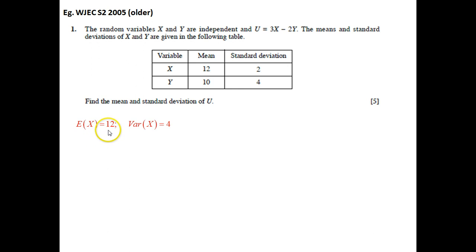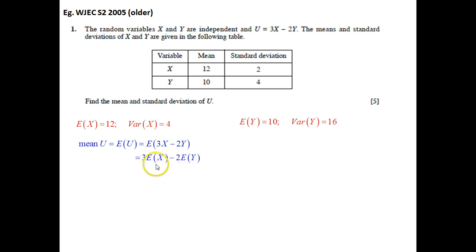So the expected value of x is 12 and the variance of x is 4. We can't use standard deviation, we need to go back to variance. And for y, the expected value is 10 and the variance is 16. Therefore, we need the mean of u, which is the expected value of 3x minus 2y. So I can take the expectation in. So it's 3 times the expected value of x minus 2 times the expected value of y. I can put the values in and I get 16 as the mean of u.